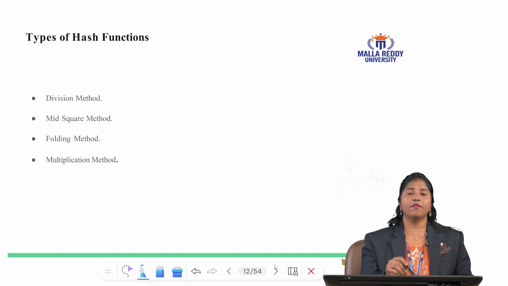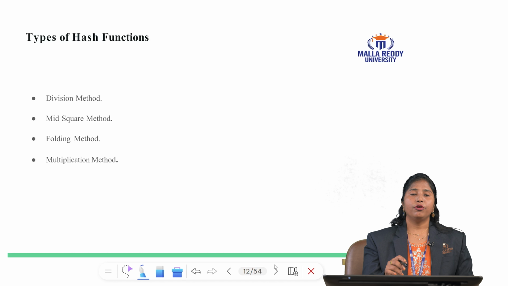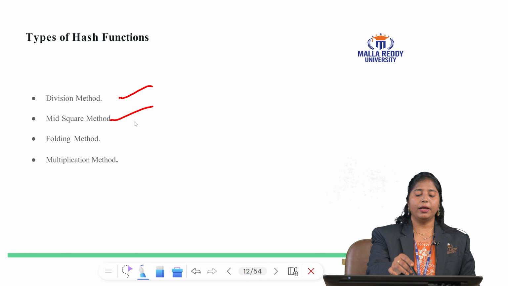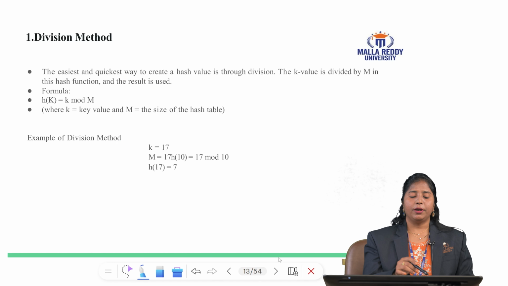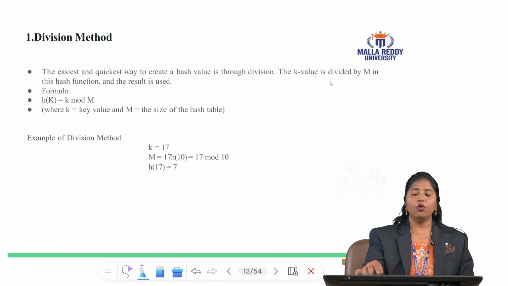Next, I am discussing the types of hash functions. We have four methods here: division method, mid-square method, folding method, and multiplication method. Now see the division method. The easiest and quickest way to create a hash value is through division, so the k value is divided by m in this hash function.